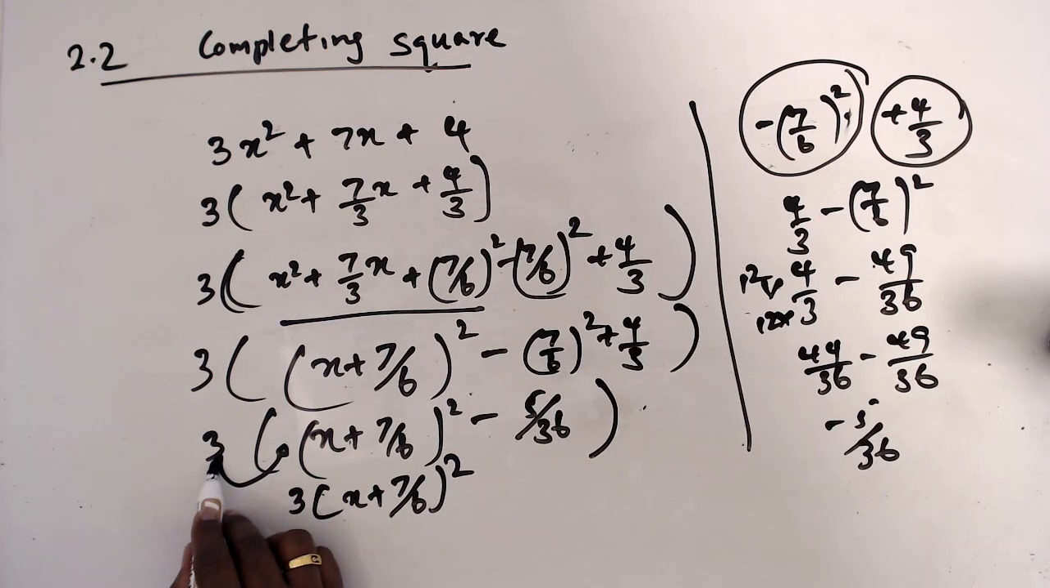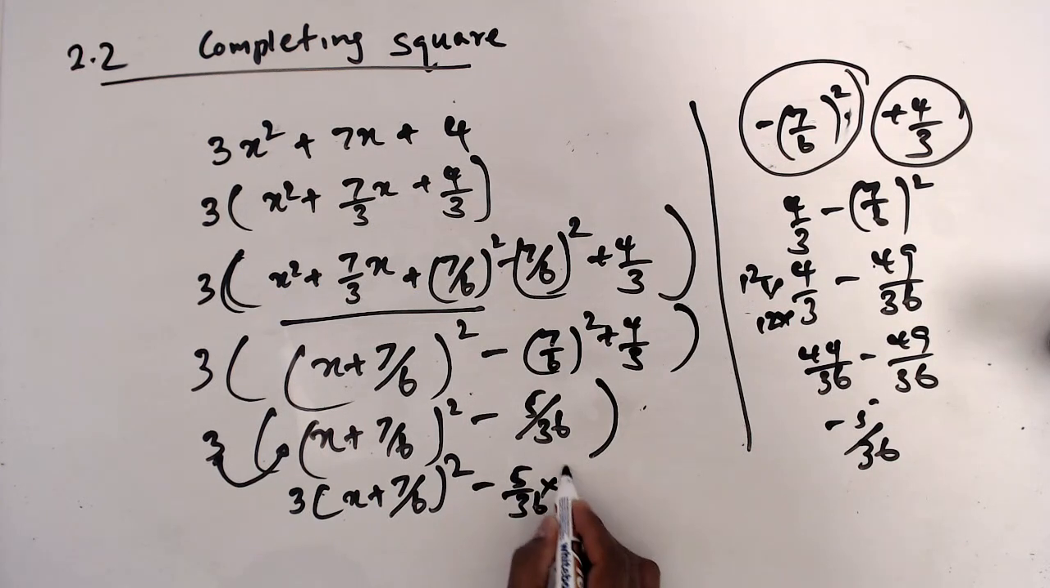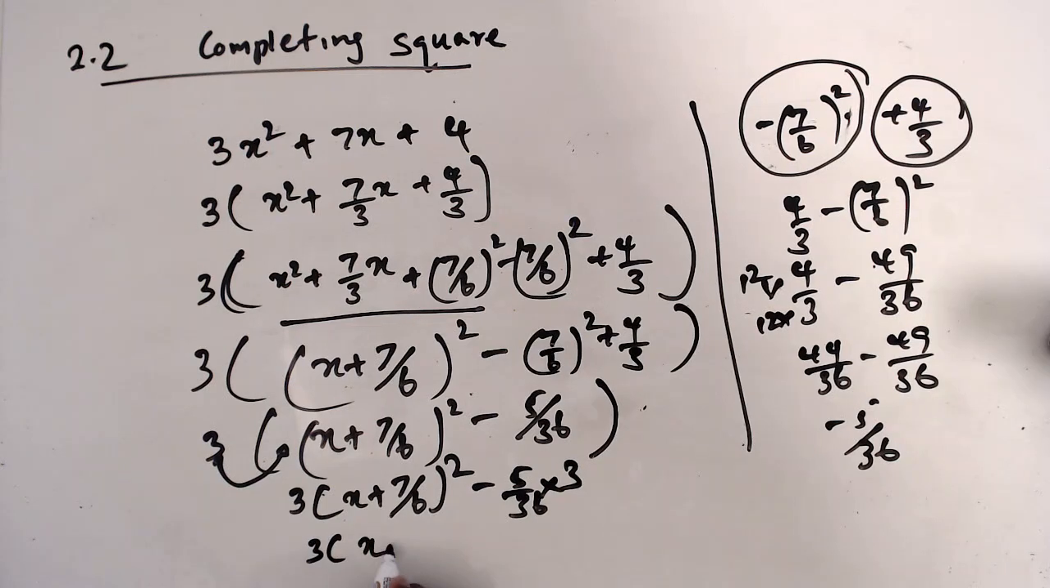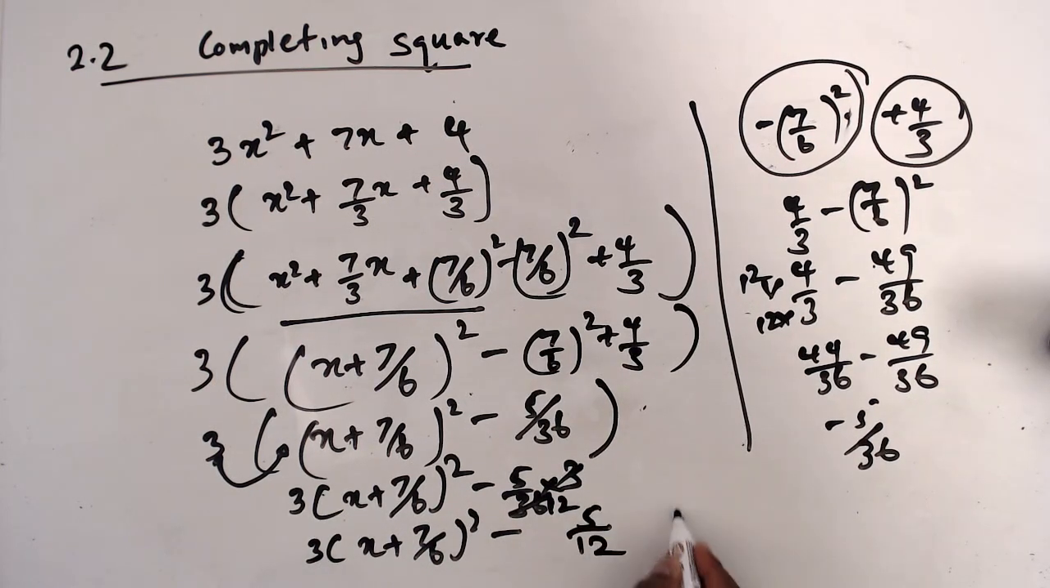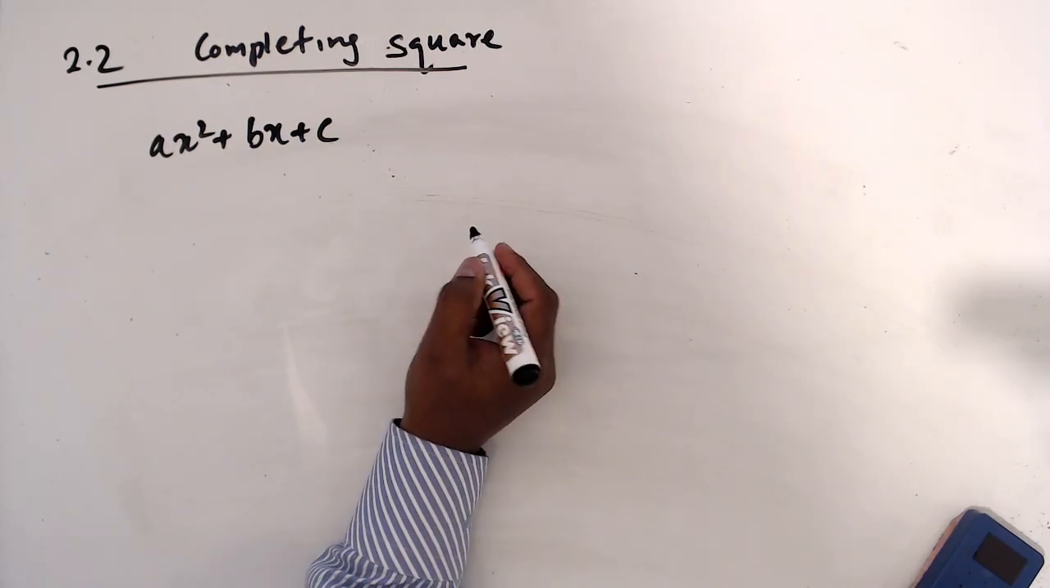Then 3 times this one, minus 5 over 36 times 3. Then 3 times (x plus 7 over 6) square. This is 1 and this is 12. So 5 over 12 is the final answer. Now you have this one.